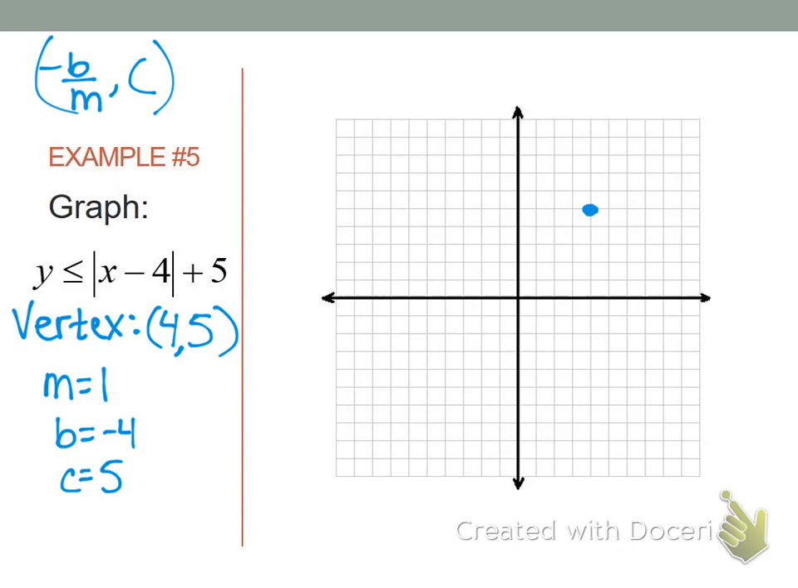You can use an XY table if you'd like. To me, using slope is quicker, but you have to then use your symmetry. We go up 1 over 1, up 1 over 1. But that's only half of our V. To get the other half, we go back to our vertex and we go up one, left one, up one, left one, up one, left one. Okay, we have to get a V that is symmetric.